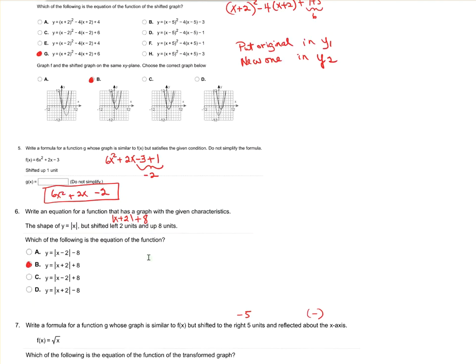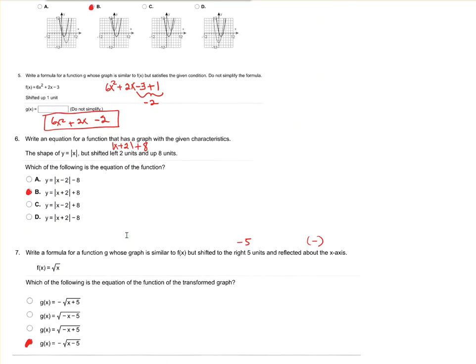Number 5, write a formula for this function that shifted up 1. That means we're going to add 1 at the end. Negative 3 plus 1 is negative 2. So you end up with this as your equation. Number 6, absolute value of x, but it goes left 2 and up 8. So the 2 is positive inside the bars, and then we have a plus 8.